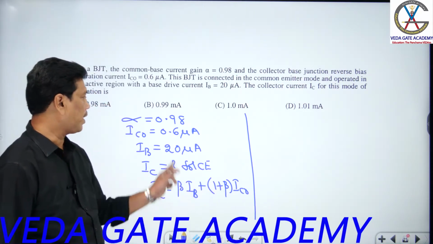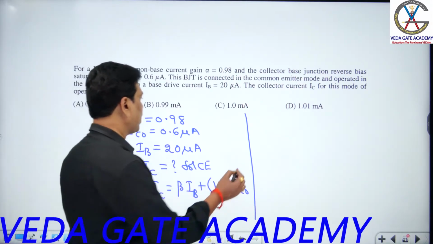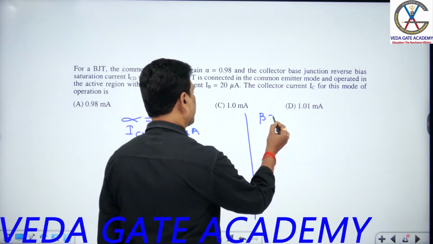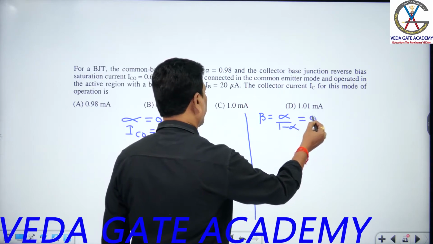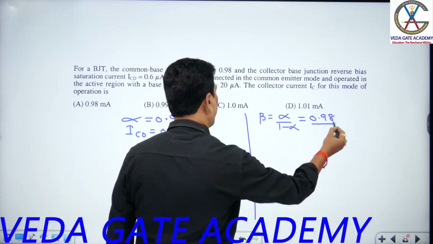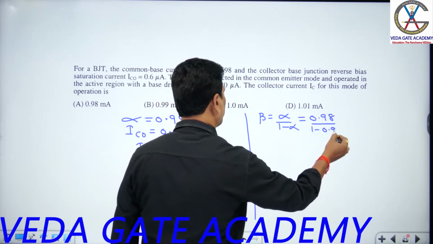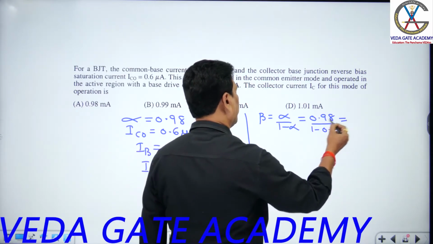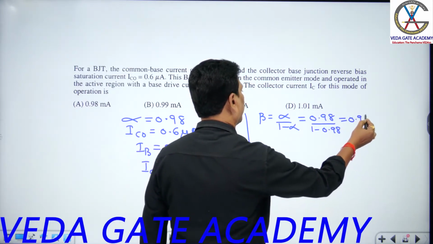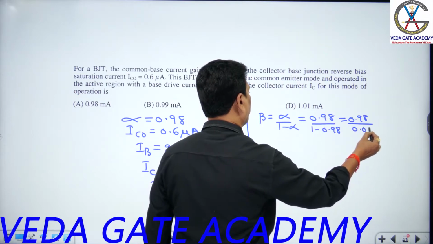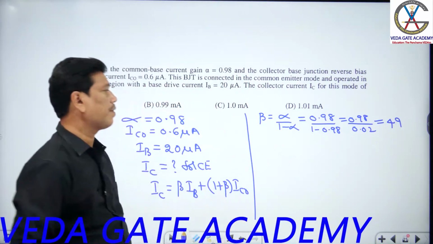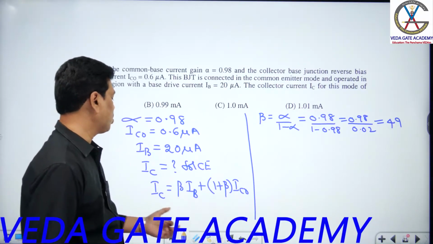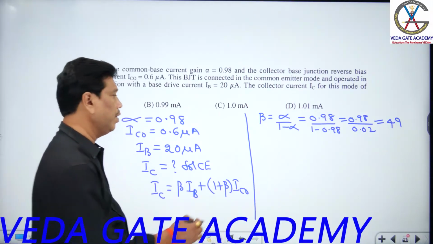So now I calculate beta first. Beta equals alpha by 1 minus alpha, which is 0.98 divided by 1 minus 0.98. That becomes 0.98 by 0.02, which is 98 by 2, 49. Beta becomes 49. Then you can substitute to get the collector current.